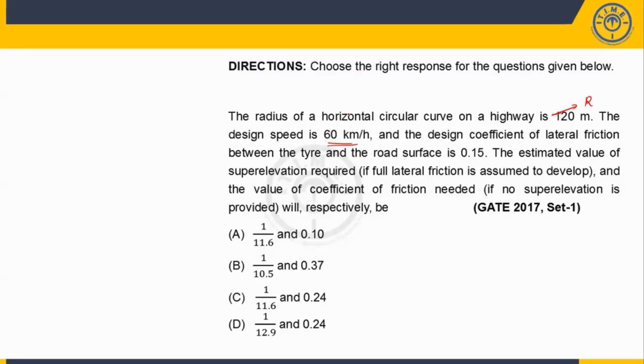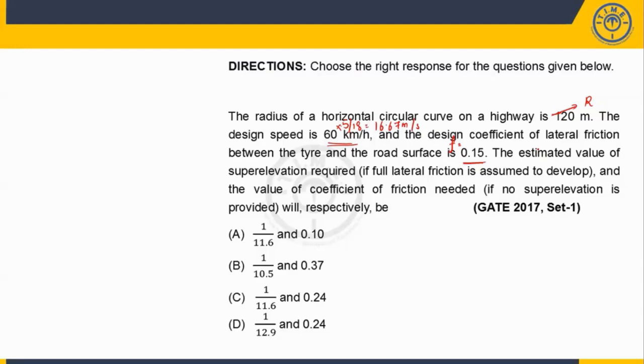60 into 5 by 18. How much is it? 300 upon 18 is 16.67 meters per second. Design coefficient of lateral friction between tire and pavement, lateral friction f, comes into the picture during skidding in horizontal curves.